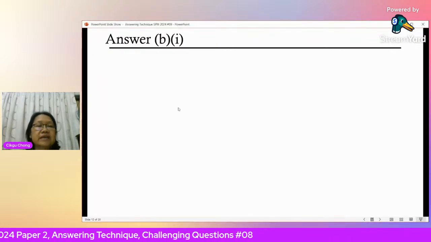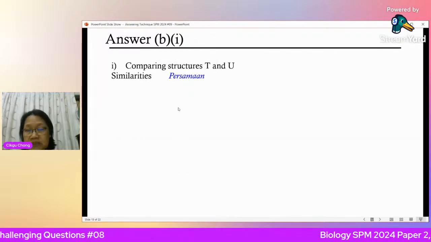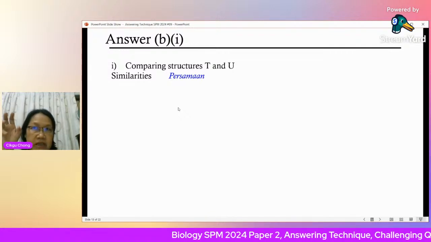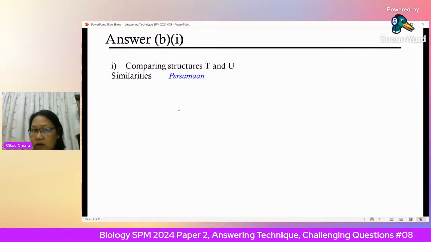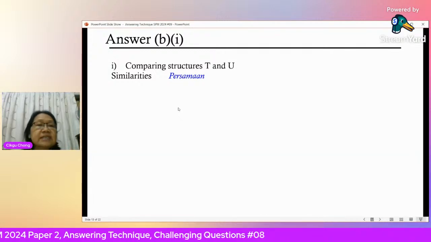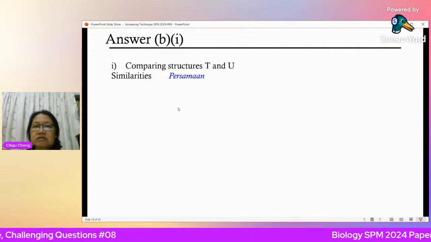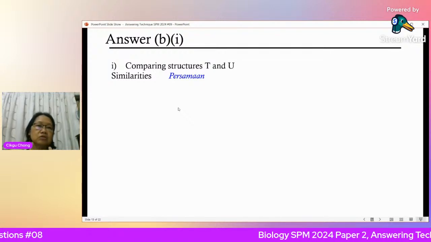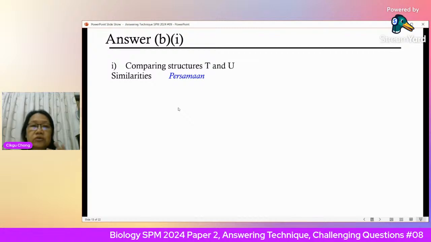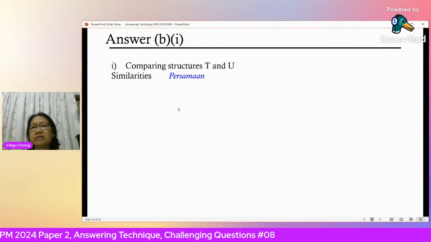Okay, now let's see. First thing, let's compare T and U, which is the male reproductive organ and the female reproductive organ. First of all, do not forget, you must talk about the similarity. Comparing, you always must have similarity and differences, not just differences. If you write only differences, you will not get maximum marks because you forgot to write similarities.